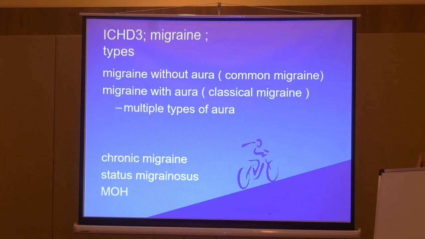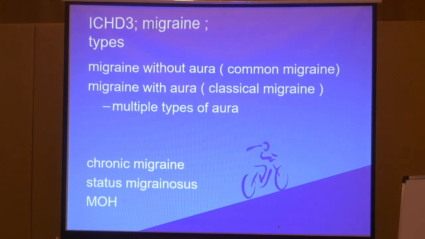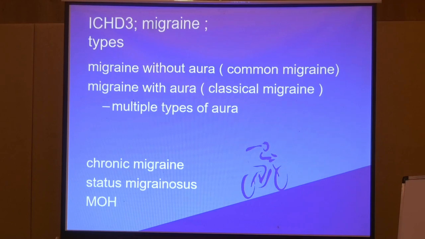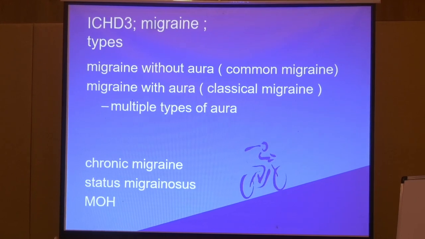One is migraine without aura. That is called as common migraine. And second is migraine with aura. That is called as classical migraine. 90% of the patients have migraine without aura, and 10% of the patients have classical migraine, that is migraine with aura. But mind you, a patient of common migraine can have classical, and a classical migraine can have common. So one can have a combined kind of picture.